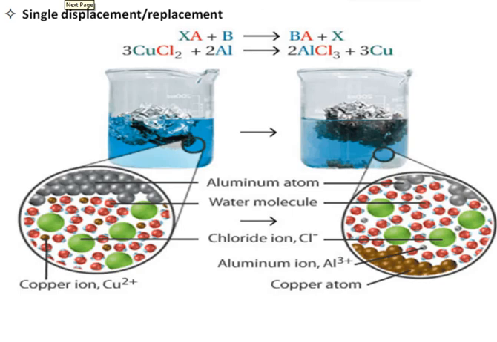Example of a single displacement here. Okay, you've got copper chloride with aluminum. The copper kicks out the aluminum, or excuse me, aluminum kicks out the copper, and so you yield aluminum chloride and copper by itself.